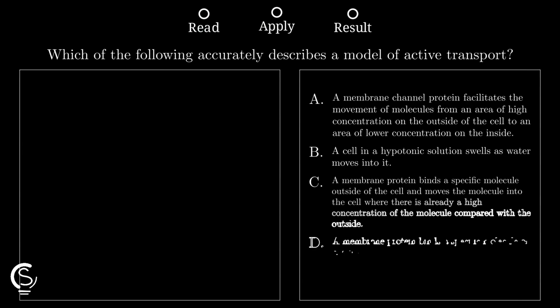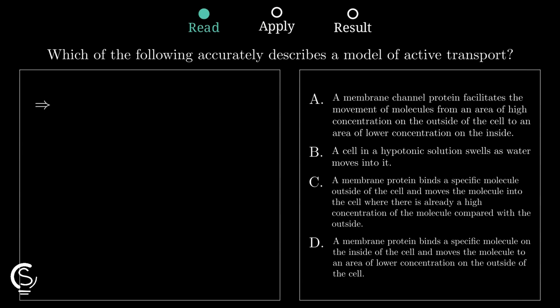Active transport is when a membrane protein moves a specific molecule across the cell membrane. And the key idea is direction. It goes against the concentration gradient, not with it. That means the molecule is being pushed into a place where there is already more of it, which requires energy. So simple diffusion, osmosis, or easy downhill movement cannot fit.